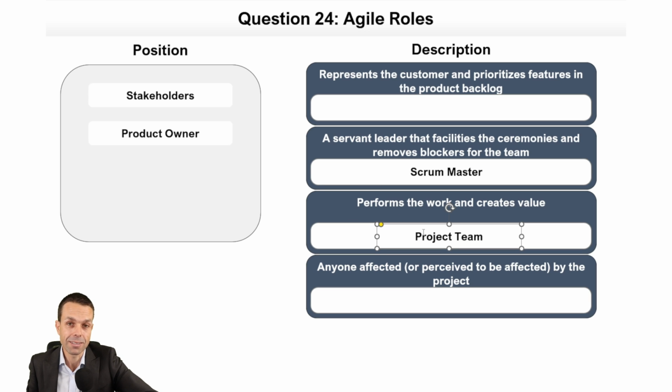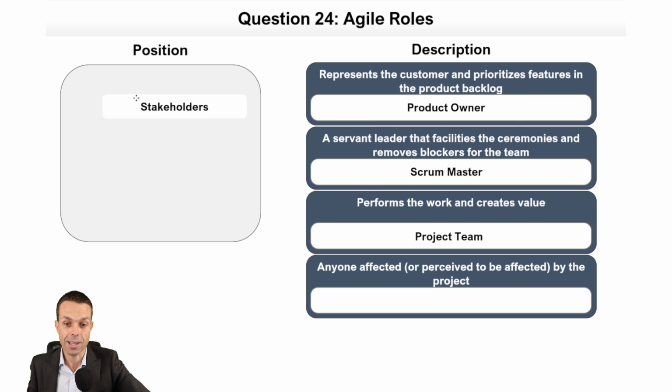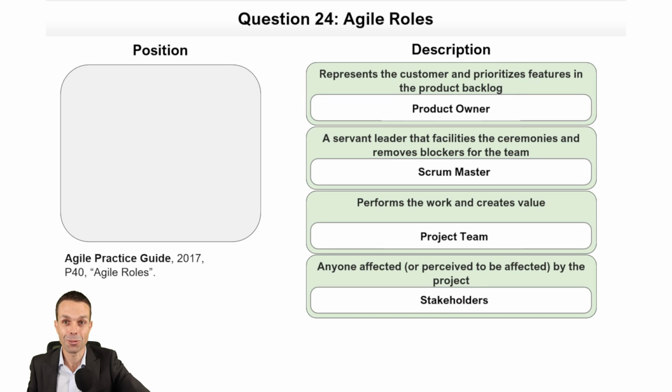But basically, the team, because it doesn't have to be development work. It could be knowledge work or research work or analysis. Representing the customer, who is that? They prioritize features in the product backlog. That's our product owner. And lastly, a stakeholder is anyone affected or perceived to be affected by the project. Let's quickly check. And that's come through. Excellent work. Agile Practice Guide under page 40, Agile Roles, if you want to check that out for yourself.